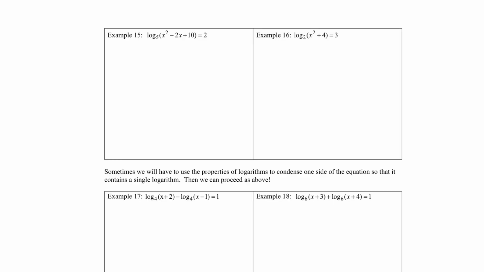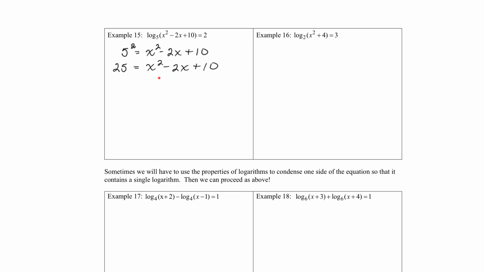Okay, so example 15 has log to the base 5 of x squared minus 2x plus 10 equals 2. So this one has the proper form, right? It's a single logarithm equal to a constant. So I need to go ahead and write it in exponential form. So 5 is the base, 2 is the exponent, equals x squared minus 2x plus 10, right? This is why we spent all that time practicing writing logarithms in exponential form. So 5 squared is 25 equals x squared minus 2x plus 10.